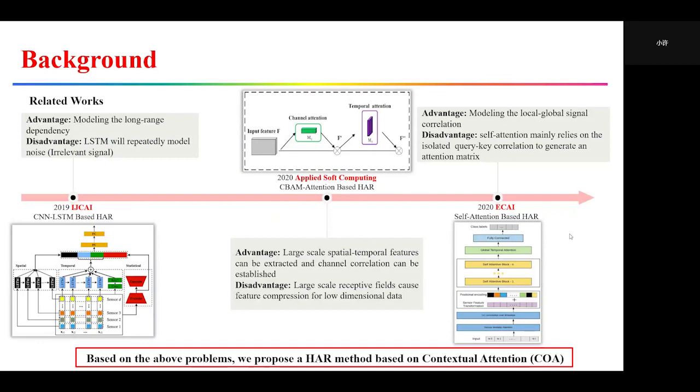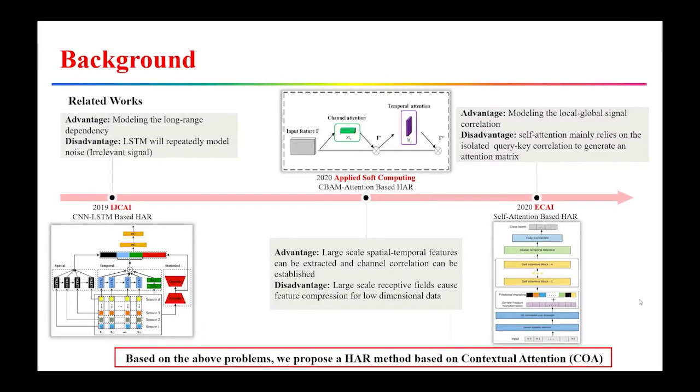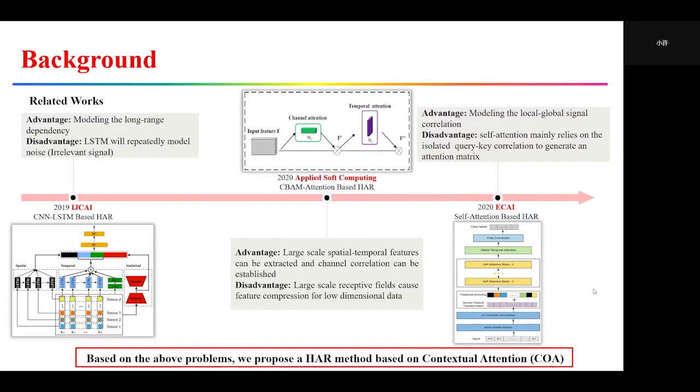In this section, we will introduce the related works of HAR. The first method comes from IJCAI 2019. This method combines CNN and LSTM. The LSTM is used to capture the long-range dependency in the spatial dimension and temporal dimension. The CNN is used to capture the local spatial temporal feature. The advantage of this method is modeling the long-range dependency. The disadvantage of this method is that LSTM will repeatedly model noise, such as irrelevant signal.